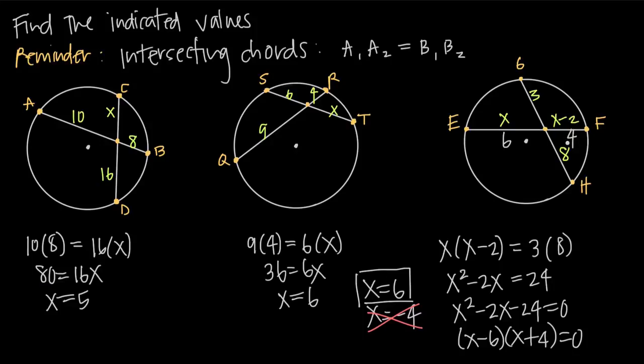And then if we just want to double check ourselves, we should be able to say 6 times 4, or 24, is equal to 3 times 8, or 24. So in fact, it does check out as a value for x that satisfies this formula of intersecting chords.